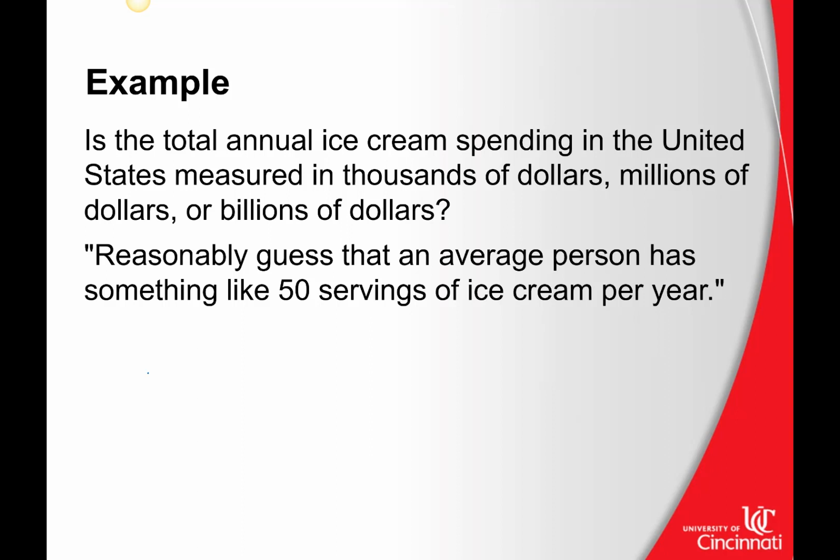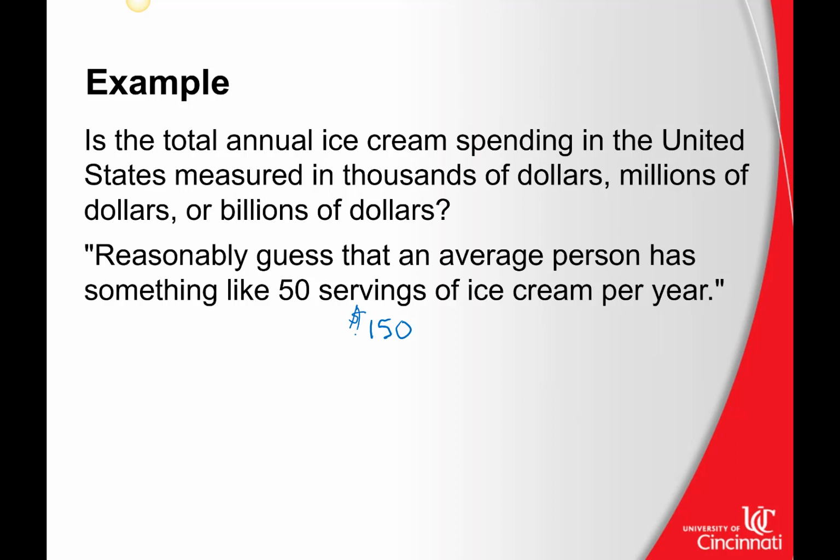Okay, so if you're paying $3 a serving, getting 50 servings a year, how much does the average person spend on ice cream? Okay, this is where we got to be careful about the number of zeros. What's the 3 times the 5? 15. And then how many zeros come along after that? 1. So the average person, we're guessing, spends about $150 a year on ice cream.